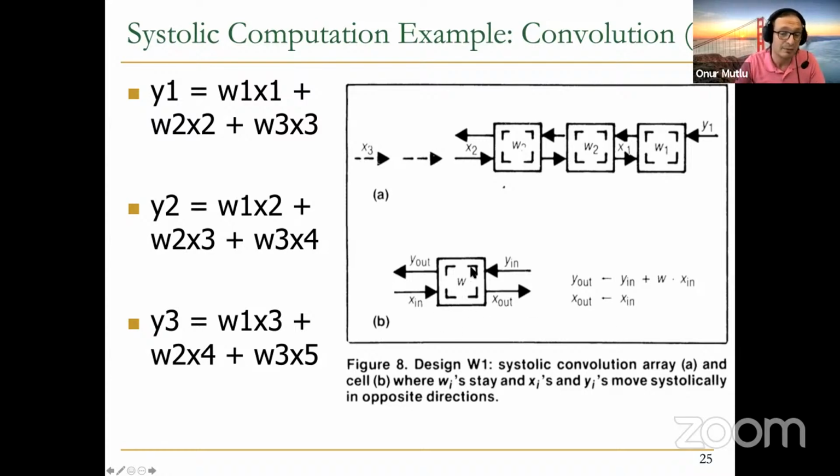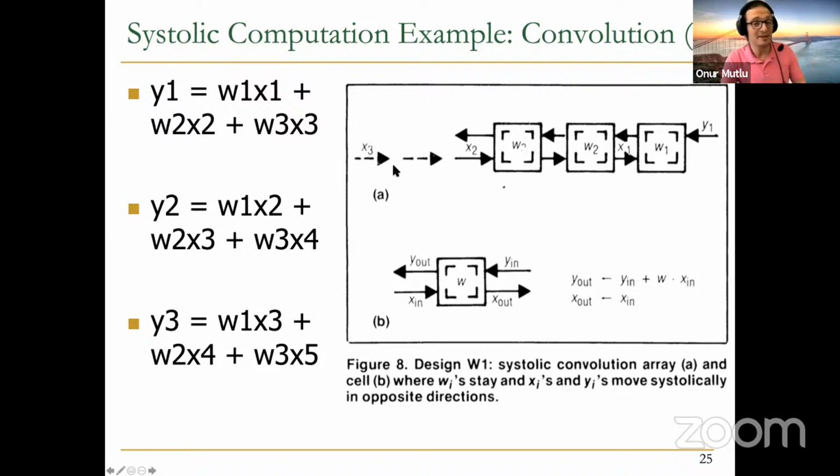What this processing element does is set x out to x in at the end of the cycle. At the end of the cycle, it sets y out to y in plus w times x in. So what is this? This is a multiply and accumulate, which is the basis of matrix multiplication and of the convolution operation as well. You need to do multiply, accumulate. You set y out to y in plus w, which is static, times x in.